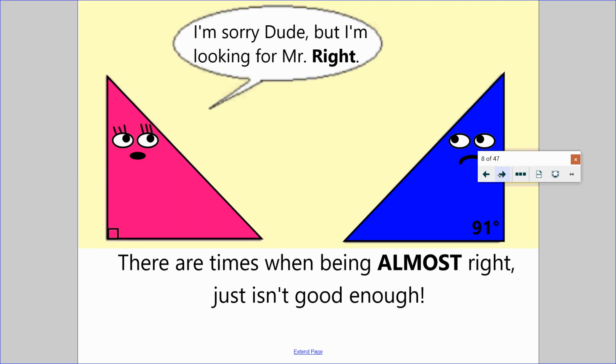And I have this little joke here: two triangles flirting with one another, and the girl says, sorry, dude, but I'm looking for Mr. Right. Well, he's not quite Mr. Right. He's almost right. He's 91 degrees.